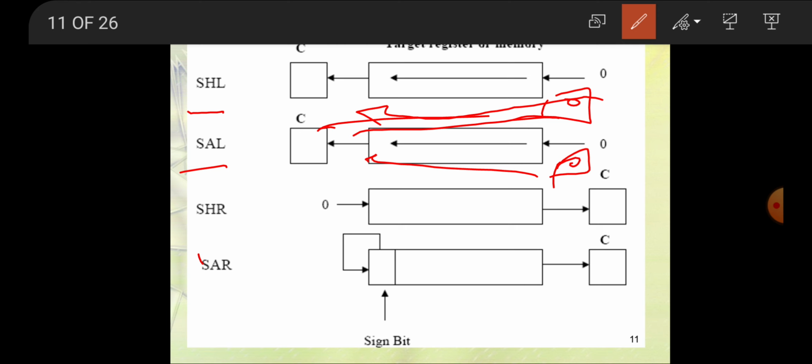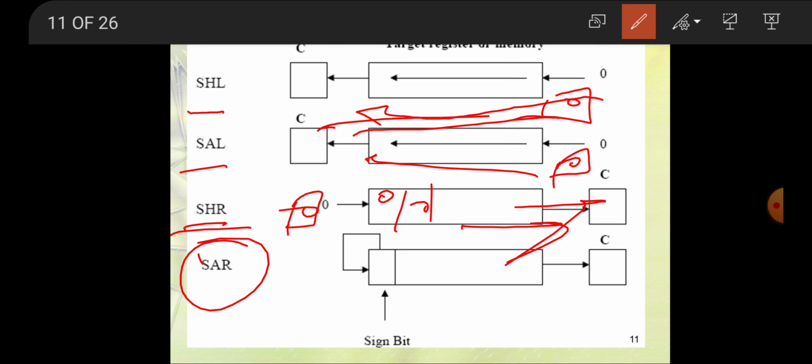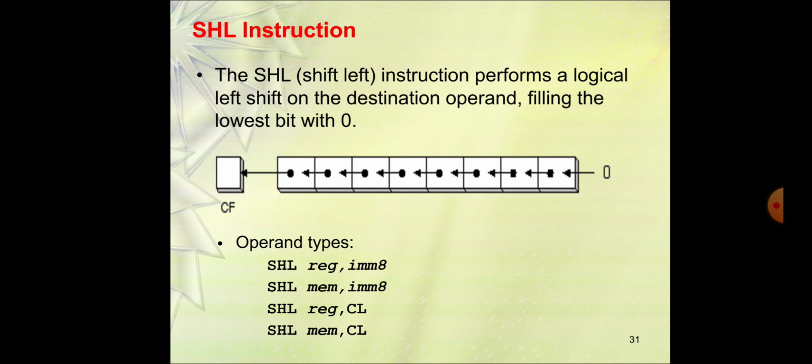Now shift logical right does a similar action in the opposite direction. It shifts toward the right, and in the vacant place it keeps putting zeros, so it keeps moving in this direction. Similarly, shift arithmetic right shifts the bits toward the right, and here the sign bit keeps coming into that place.